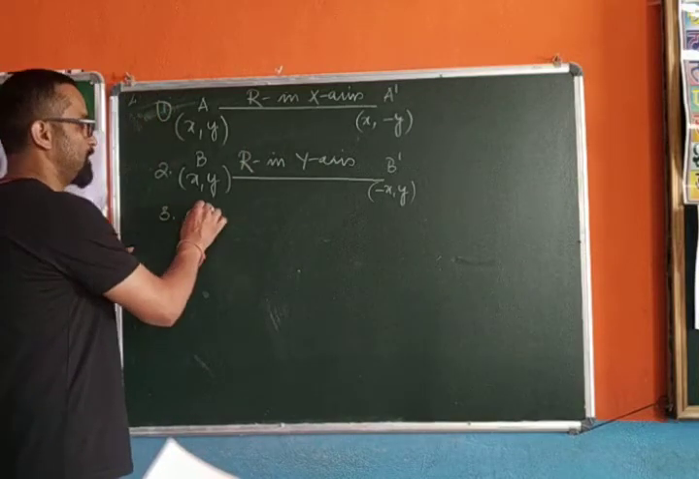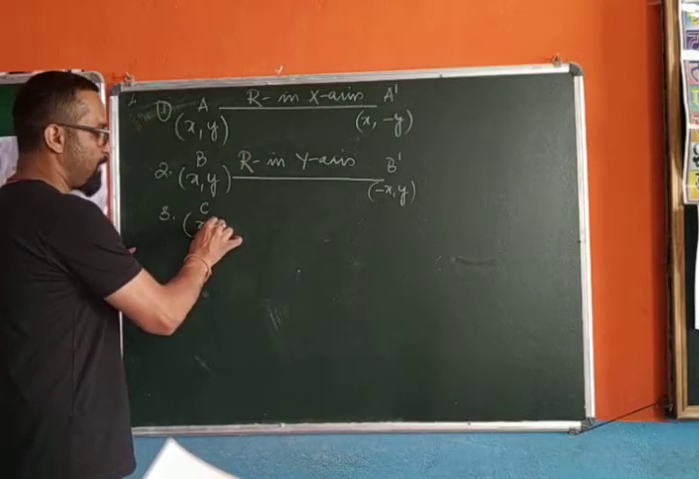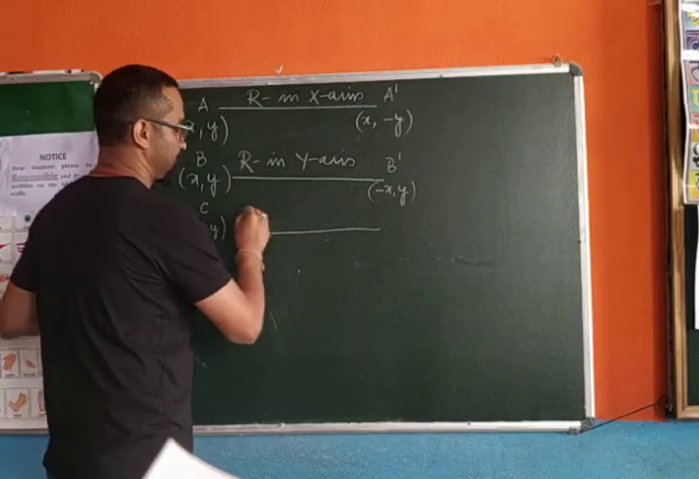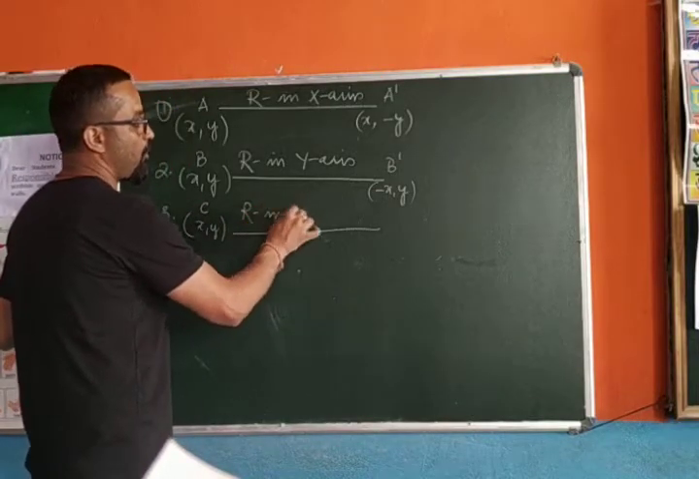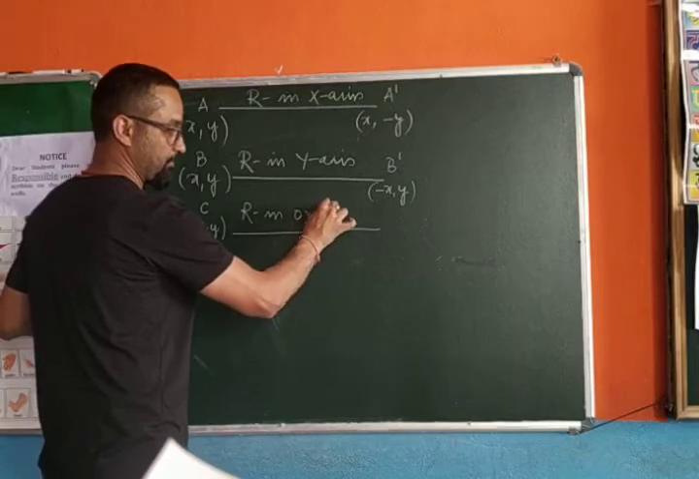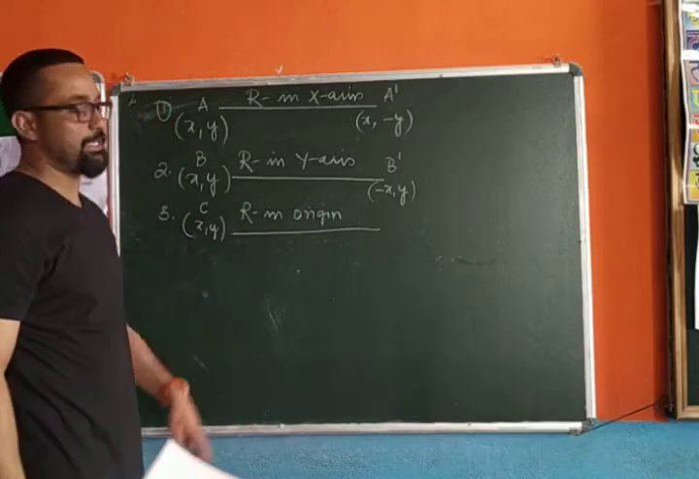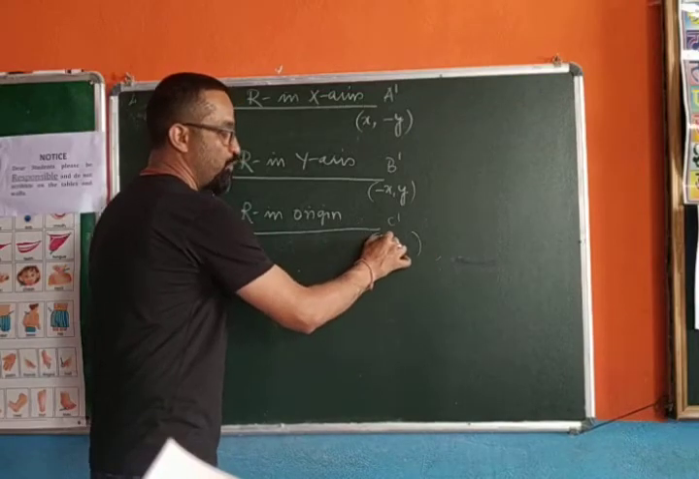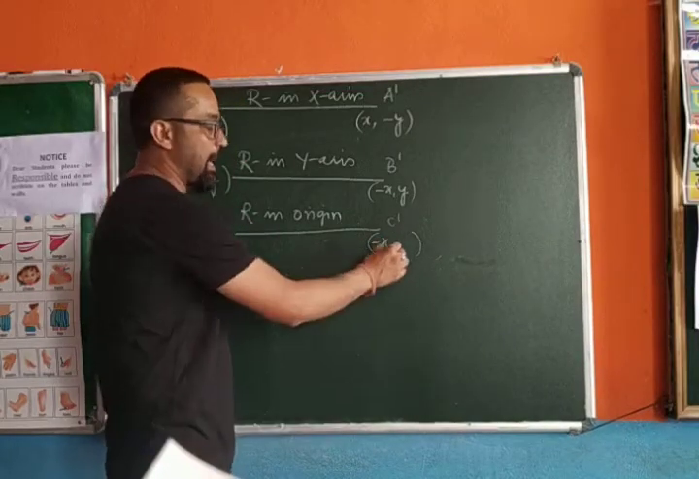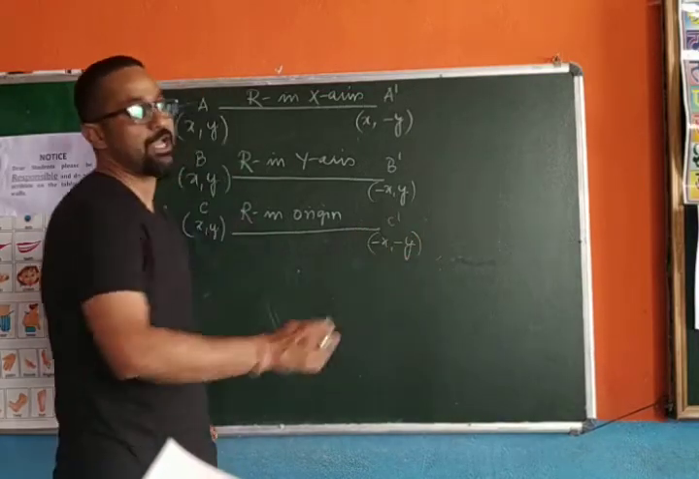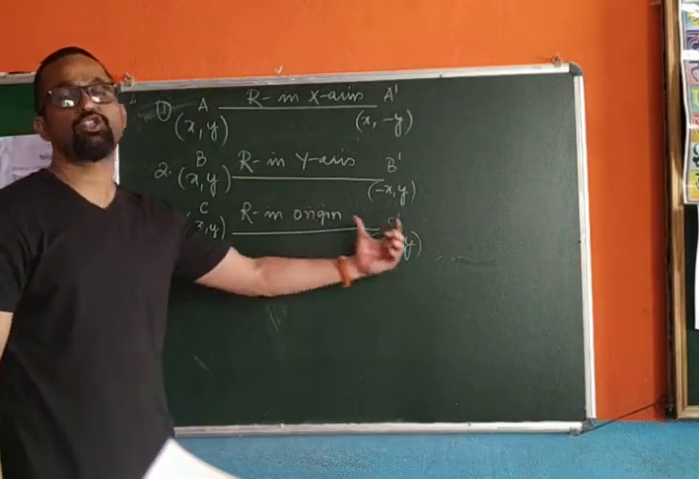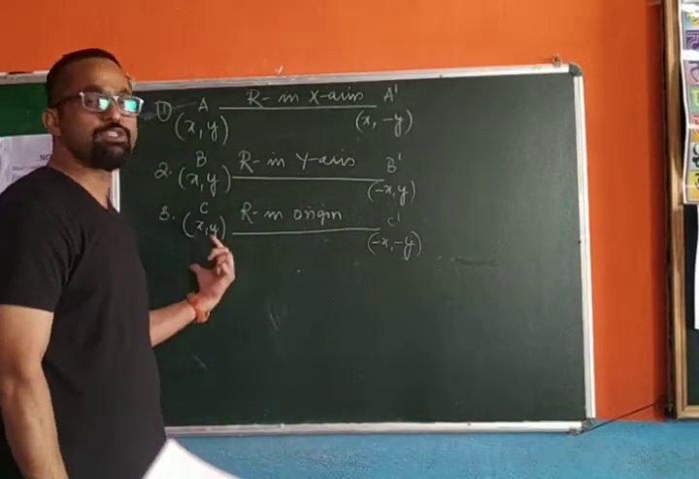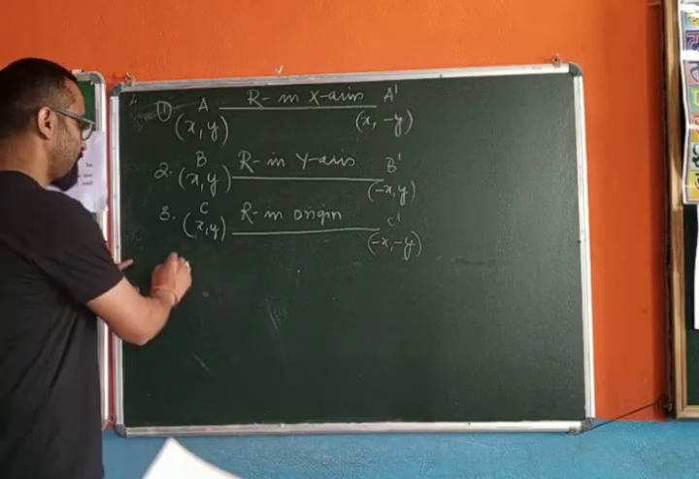Third formula, C, x, y reflects in origin. If a point is getting reflected in origin, both abscissa and ordinate will change their sign. Plus will change to minus and minus will change to plus.